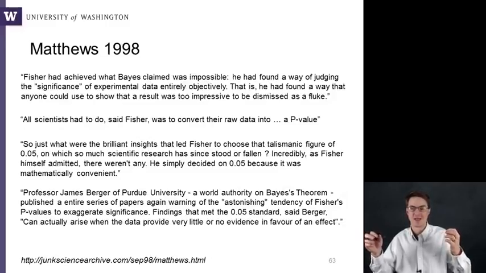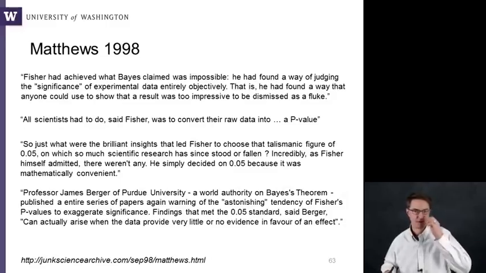Okay. And many people have pointed out, say from the 60s on, there have been periods of time where there's been a significant amount of work showing that this approach with these particular thresholds is able to produce a lot of incorrect conclusions. James Berger at Purdue wrote an entire series of papers warning about the, quote, astonishing tendency of Fisher's p-values to exaggerate significance. Findings that met the 1 in 20 standard can actually arise when the data provide very little or no evidence in favor of an effect. Okay. So that's the problem. So now, perhaps we can say that the pendulum is in some sense swinging back towards the Bayesian approach.